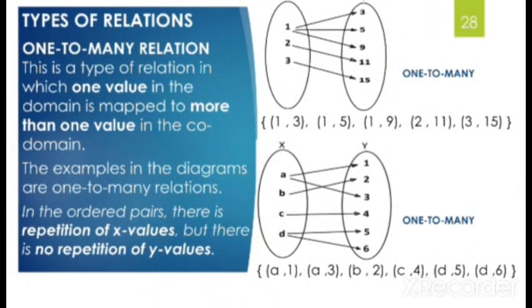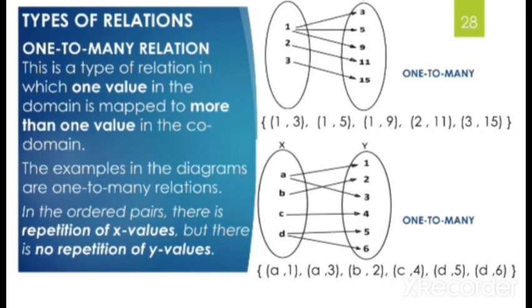One-to-many relation, which is the opposite of many-to-one relation. This is a type of relation in which one value in the domain is mapped to more than one value in the codomain. So when we look at the diagrams, we'll notice that 1 has been mapped to 3, 5, and then 9. And in the second diagram, we'll also notice that A has been mapped to 1 and 3, and D has been mapped to 5 and 6. So we have a one-to-many relation.